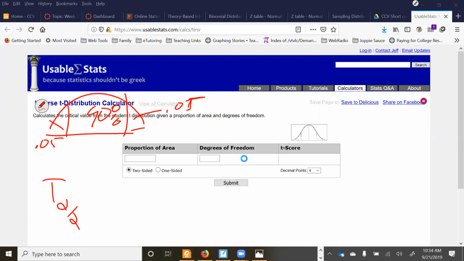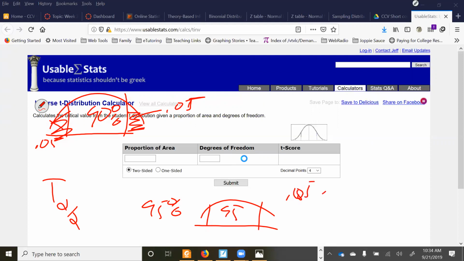The alpha is the stuff outside. So 90%, the outside is 10%. We're going to divide it by 2, make it a decimal. If you have a 95% confidence interval, the alpha will be 95 in the middle. Outside is 5%, so it's going to be 0.05 divided by 2.